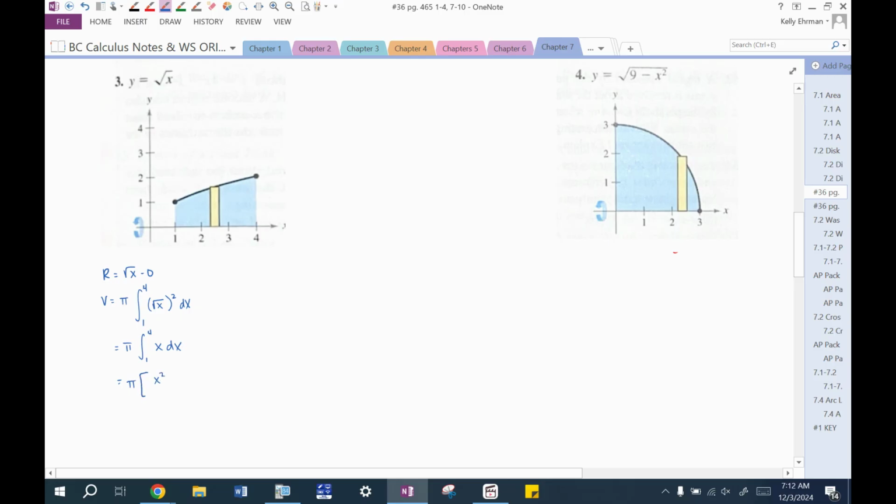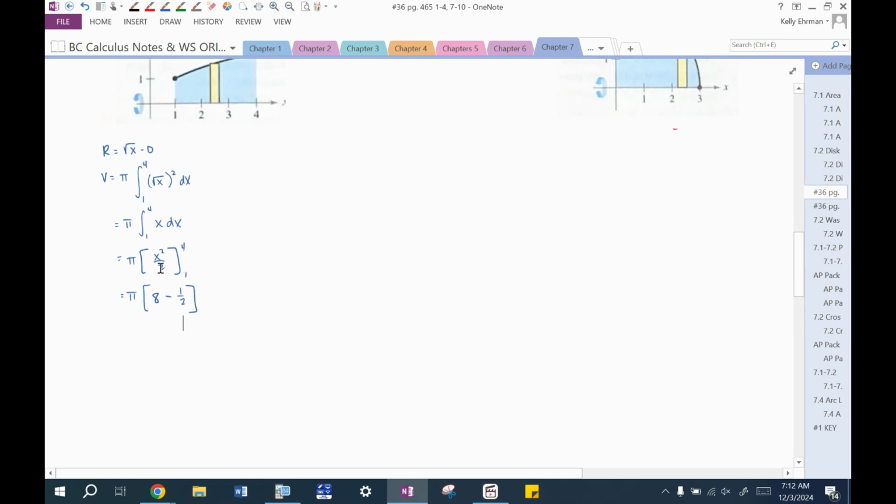So that's pretty easy to integrate. This becomes x squared over 2, evaluated from 1 to 4. So plug in 4, you get 16 over 2, which is 8, minus 1 over 2. So 16 over 2 minus 1 over 2 is 15 over 2, so 15 pi over 2 for that volume.